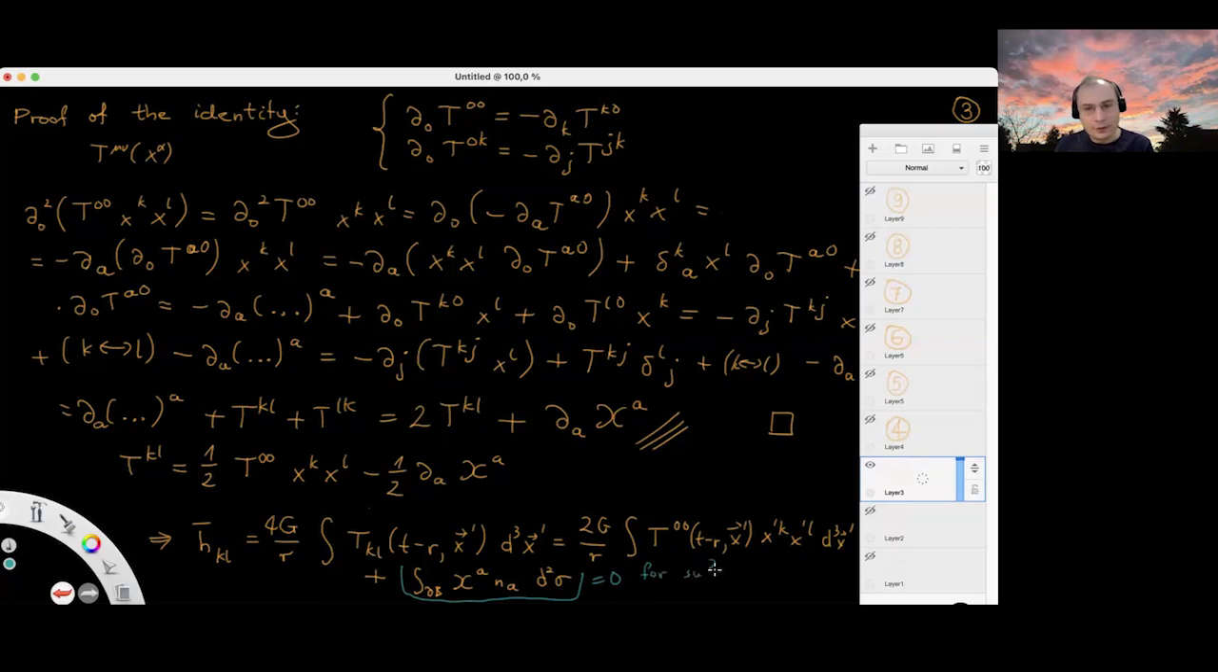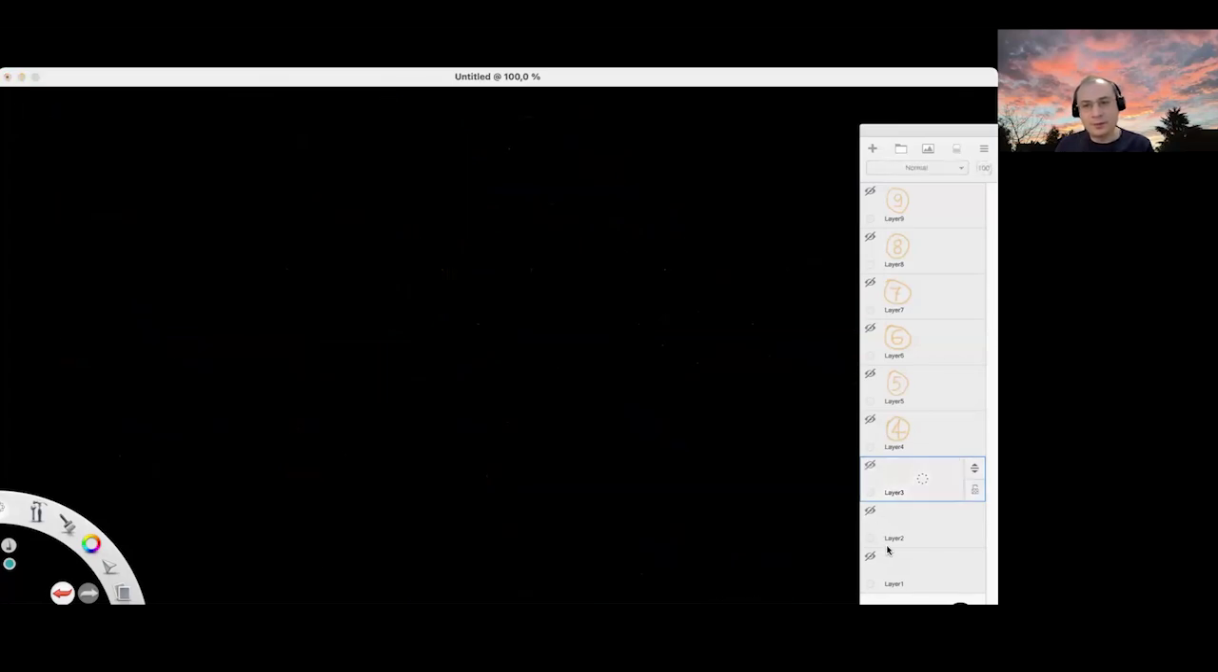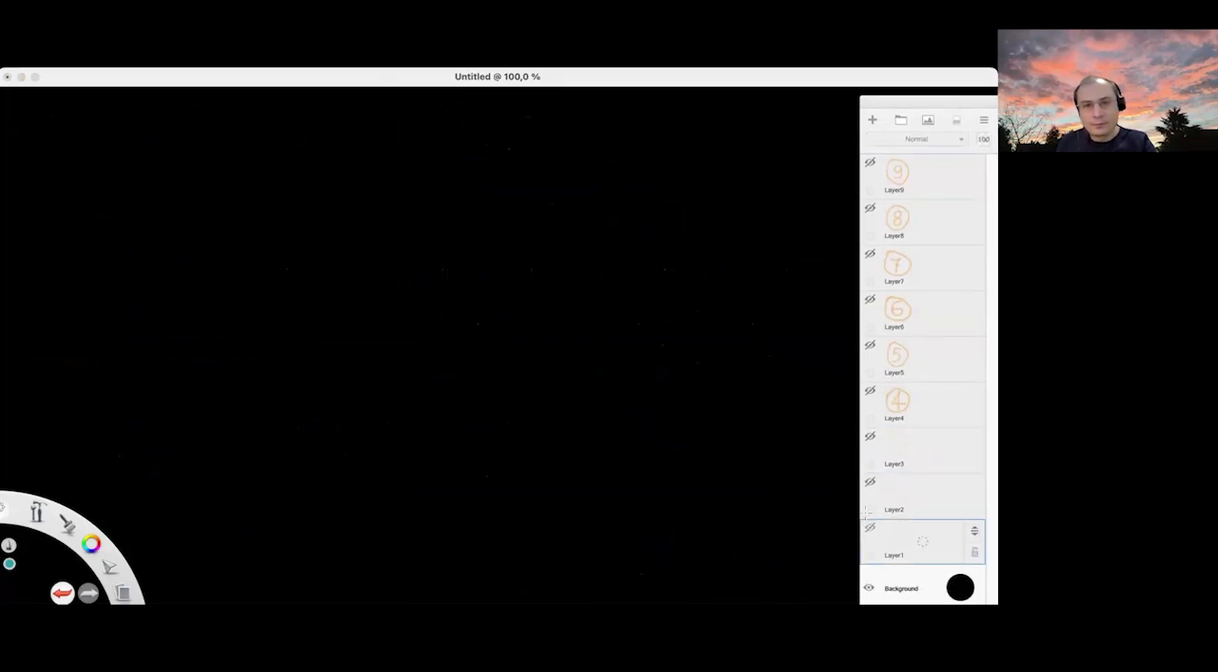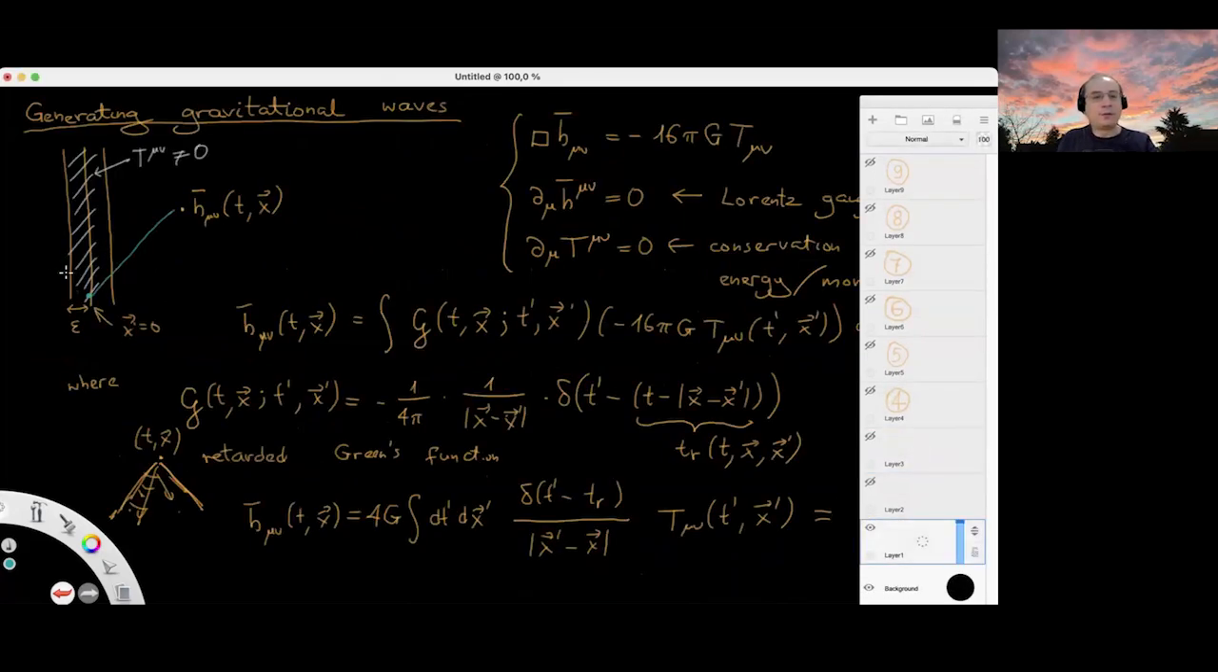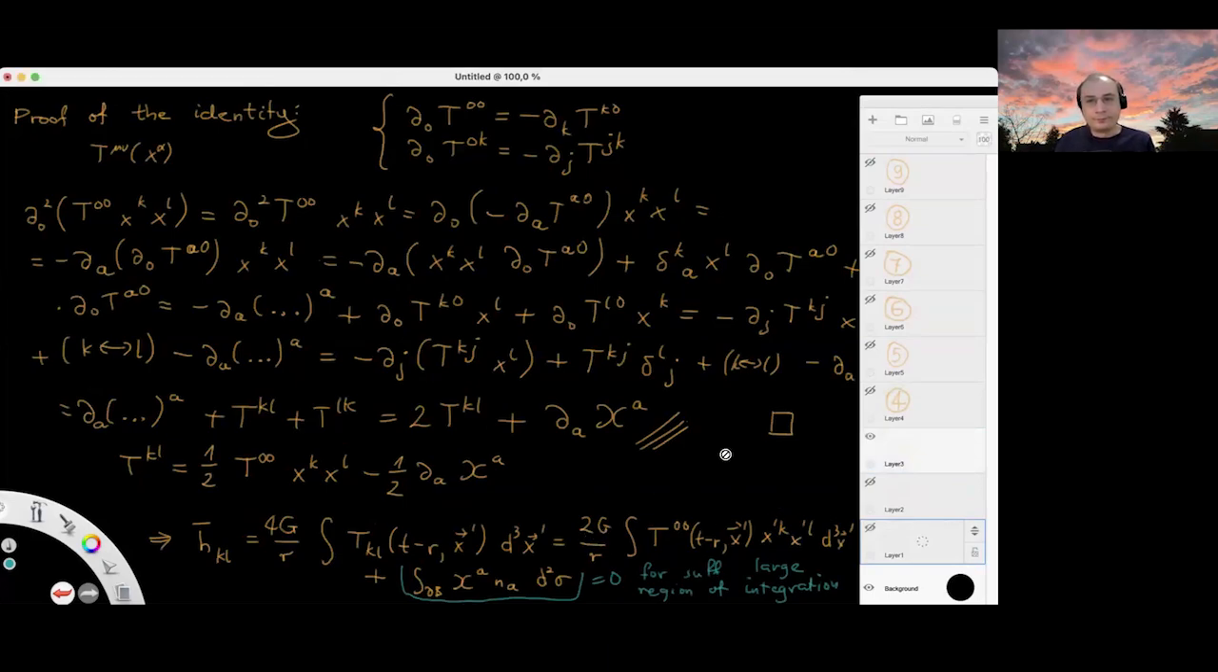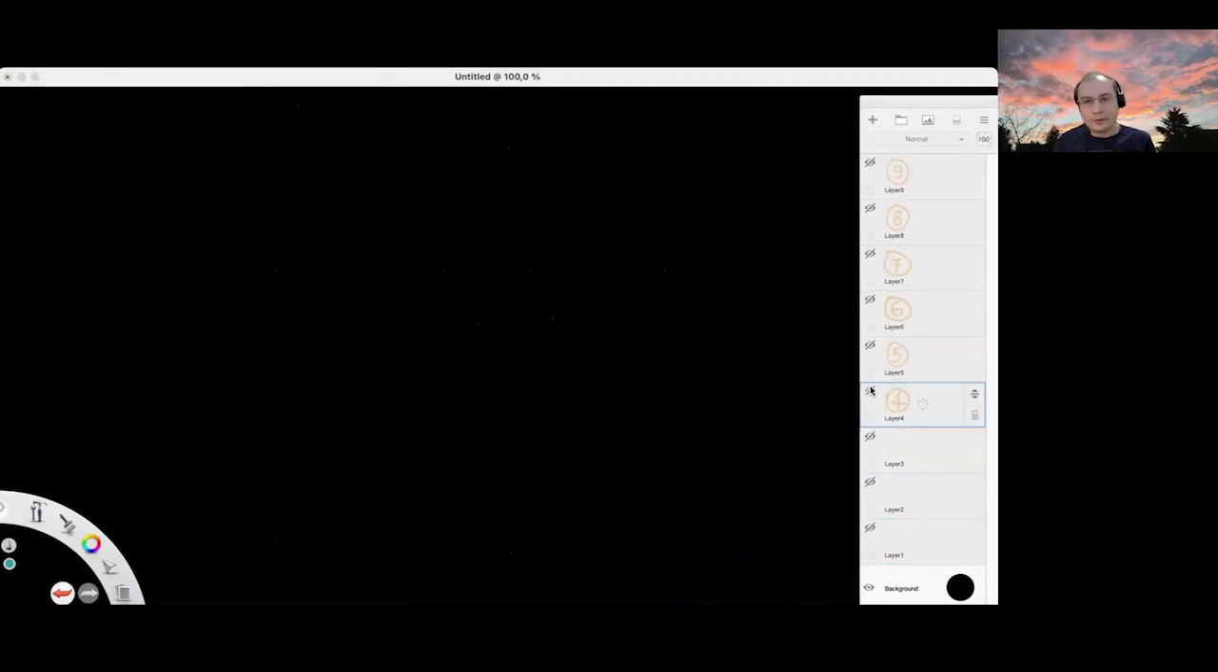for sufficiently large region of integration. Basically, the region of the integration must be larger than this region. And we are supposed to integrate over the whole constant time slice all the way to infinity. But already when we take a sphere which has a radius larger than epsilon, this is going to vanish. Okay.